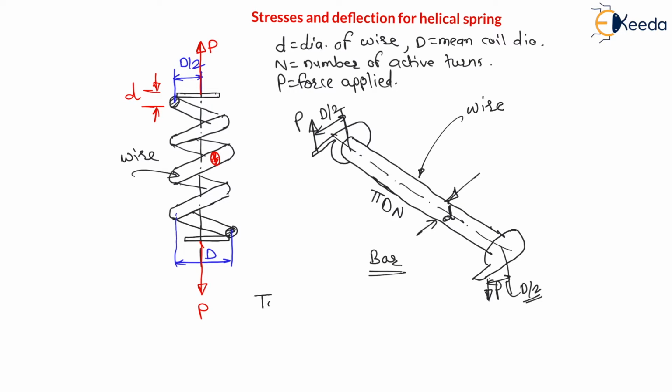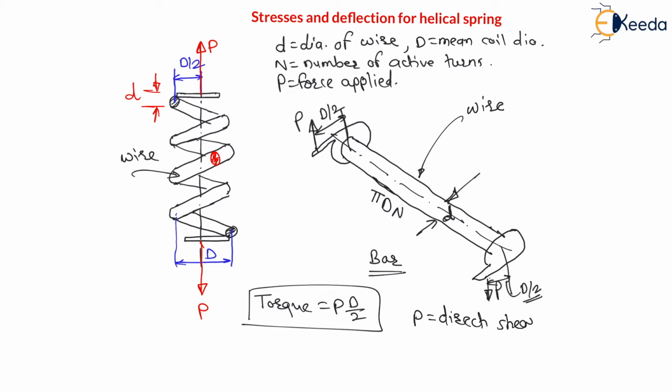And my dear students, can I say this torque will be equal to force into radius, that is P into D by 2. This much torque is subjected, and as well as force P is acting as a direct shear force, right? Torsional shear stress will be generated because of torque, as well as this P is acting as a direct shear force. Therefore, there will be a torsional shear stress as well as direct shear stresses.